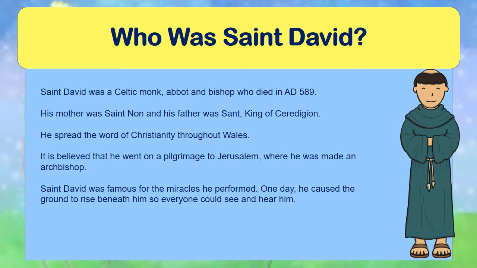Who was St David? St David was a Celtic monk, abbot and bishop who died in AD 589. His mother was Saint Non and his father was Saint King of Ceredigion. He spread the word of Christianity throughout Wales. It is believed that he went on a pilgrimage to Jerusalem where he was made an archbishop.